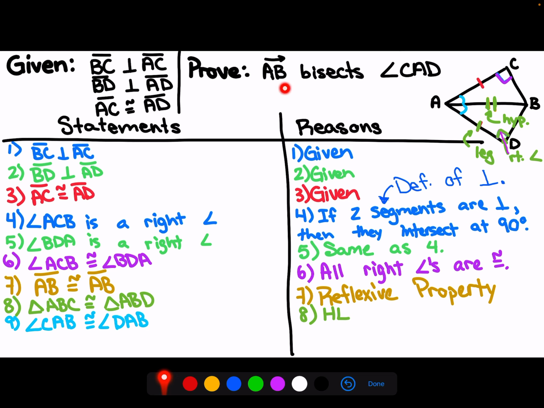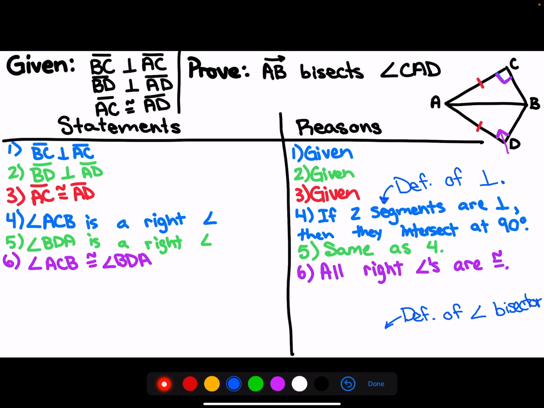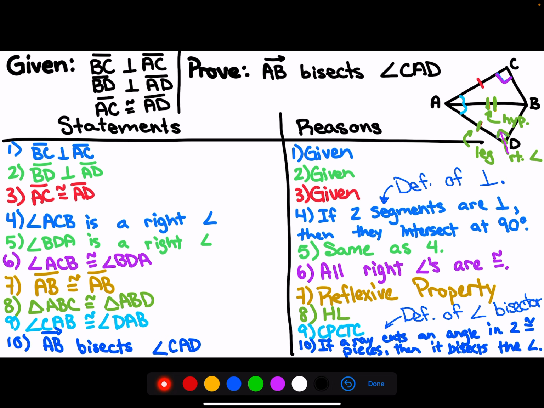Now, from here, our goal is to prove that angle CAD is being bisected. So I can say that angle CAB is congruent to angle DAB because if two triangles are congruent, then the corresponding pieces of those triangles are also congruent. Now, if these two angles are congruent, then that would mean that segment AB is splitting those angles perfectly in two, which would mean that ray AB bisects angle CAD. Because if a ray cuts an angle into two congruent pieces, then it bisects the angle. That is also the definition of angle bisector. So those are our answers. And with that, this proof is now finished. So we can go ahead and draw our box at the top to show just that.